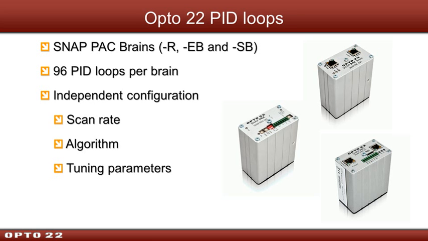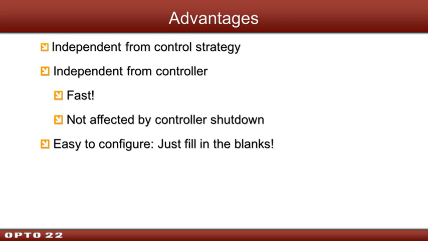So it's only the PAC-R and the Ethernet brain and the serial brain that have the PID loops in them. One of the big advantages of having the 96 loops right down there in the brain is that they're completely independent from the control strategy. So you can have one chart or you can have 16 charts running in a PAC-R, and those charts can be doing anything you like and they're not going to affect the PID loops.